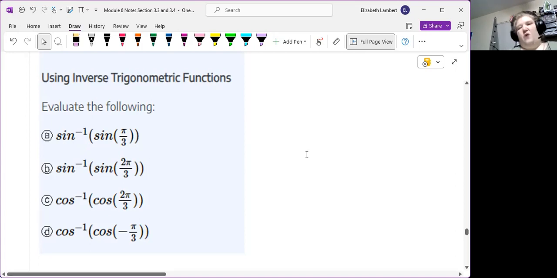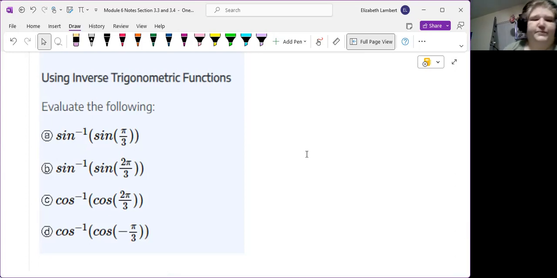So on these, it looks like, oh, we just cancel out and write the numbers, right? Sort of. When our angle is in quadrant 1, yeah, what you see is what you get. All of the trig functions have quadrant 1, and quadrant 1 works nicely for us. So the sine of pi over 3 is some number, and then the inverse sine of that will bring it back to pi over 3.